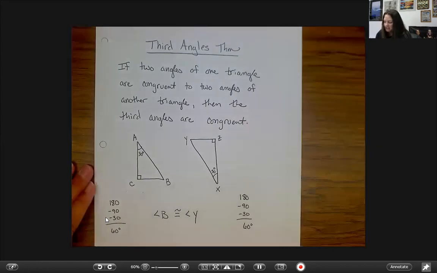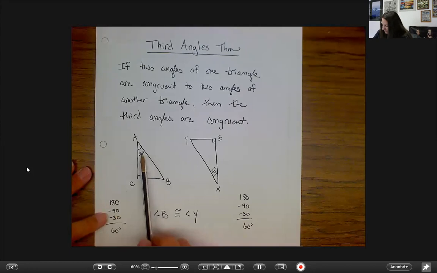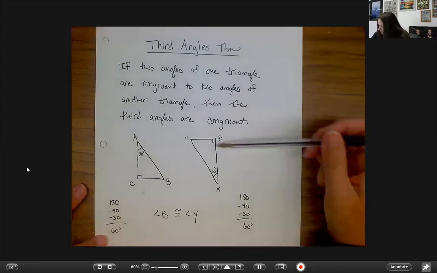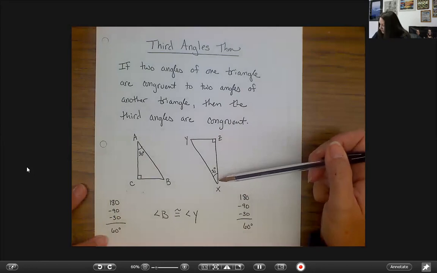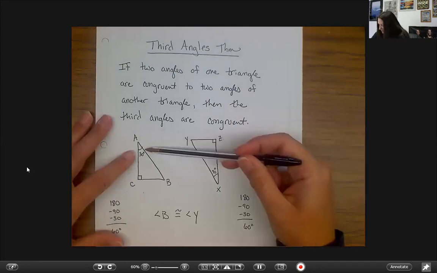Now, I want you to look at that by what's occurring with their measurements. We should know that there's 180 degrees in a triangle total. If I have a right angle marked, that's going to subtract 90 degrees off. If I have a 30-degree angle marked, that's going to subtract another 30, and then we'd be left with 60 degrees for angle B. Well, if we know we have congruent angles in the second triangle, two of them, we still have a right angle in this one, so we have a right angle in this one. We have a 30-degree angle.